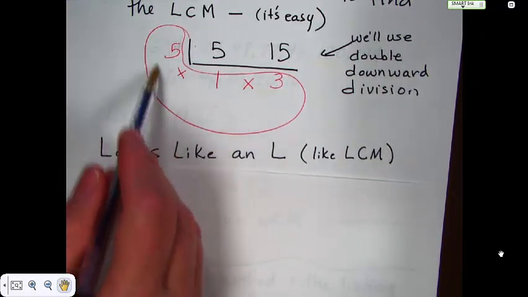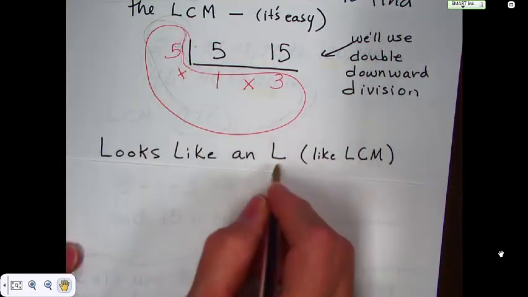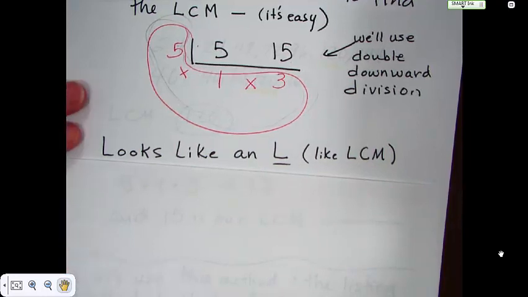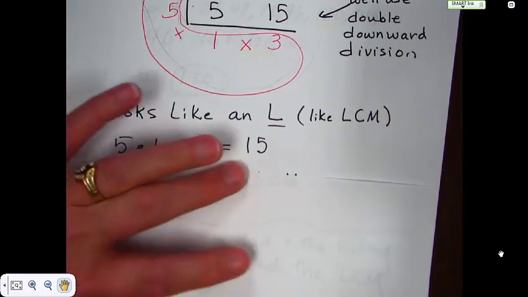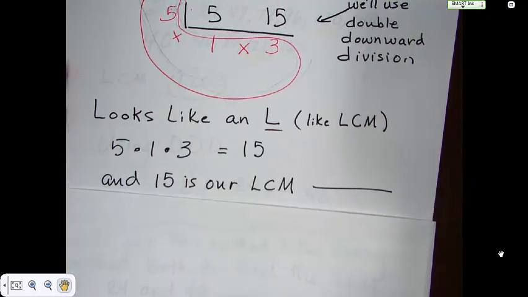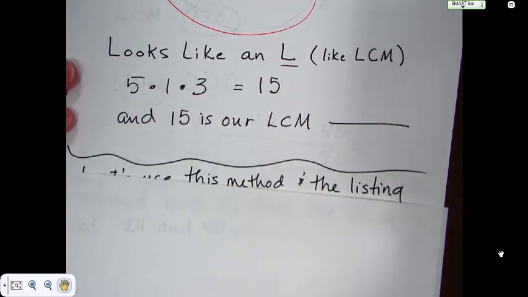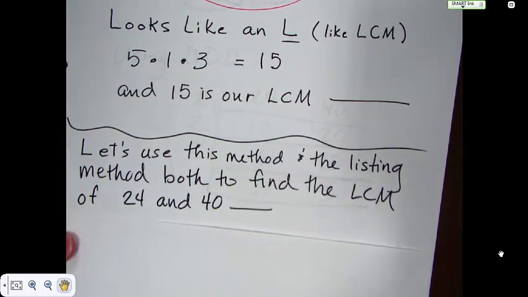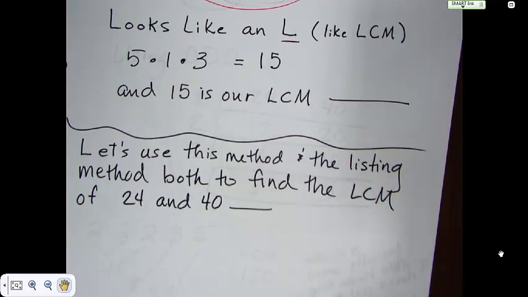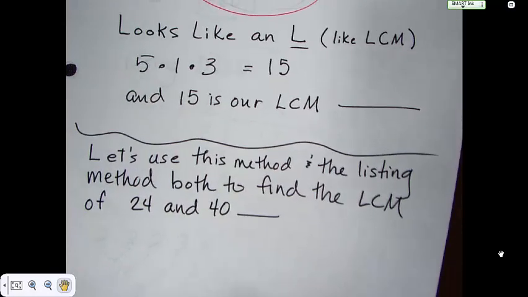Notice that this shape, if I draw around it, looks kind of like an L. L as in least common multiple. So 5 times 1 times 3 equals 15. And it really does work. And 15 is our LCM. Let's use this method and the listing method both to find the LCM of 24 and 40, and we'll see if it works.